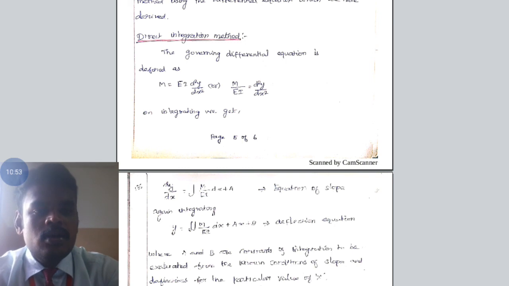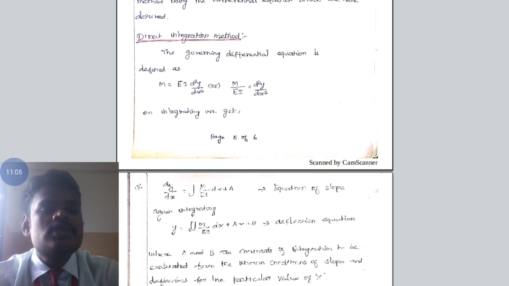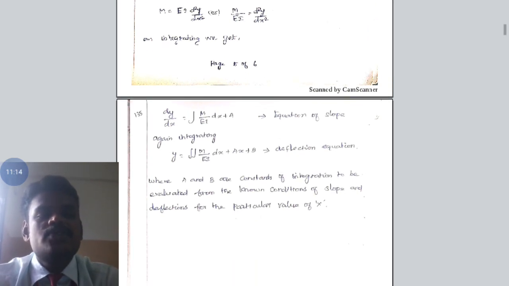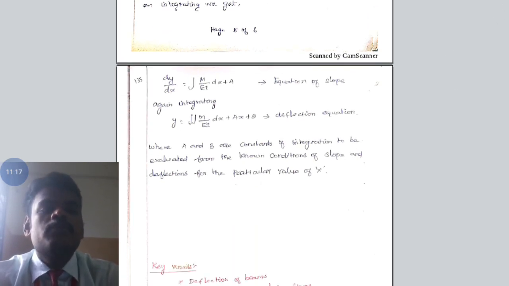Again, integrating the same equation, we get the integration of dy by dx, which is equal to y, which is equal to, on the right hand side, the integration of M by EI into dx plus A. We get the double integration of M by EI into dx, plus Ax plus B, where A and B are the first and second constants of integration. By applying the boundary conditions, we can get the values of A and B, and finally we can get the values of slope and deflection.